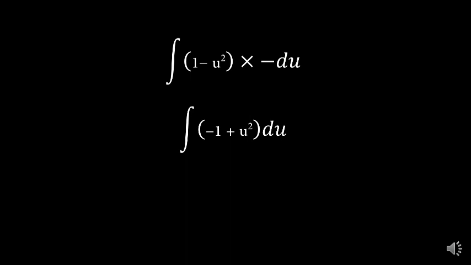If I integrate this, it's going to give me minus u plus u to the power 3 over 3. After that, I will insert the value for u, that is, u is equal to cos x. So it will give me minus cos x plus cos raised to power 3 of x over 3. Okay, so that is the final answer.